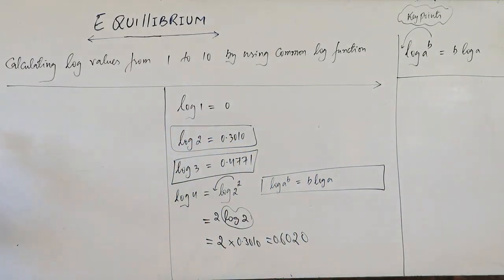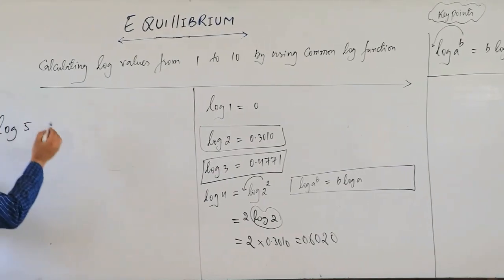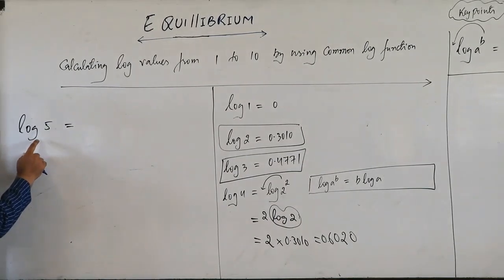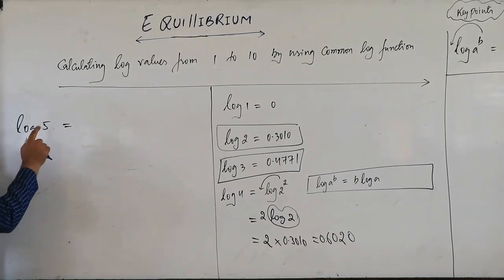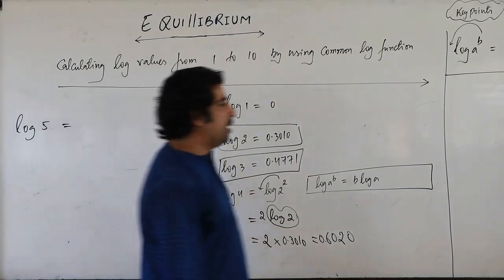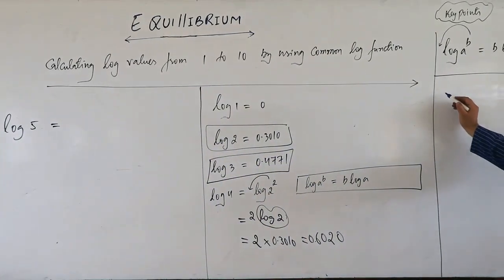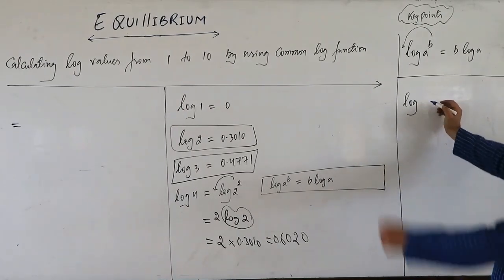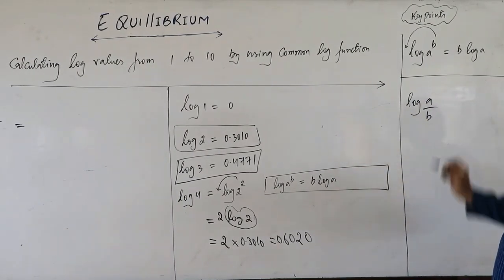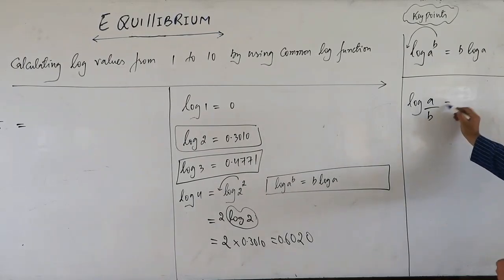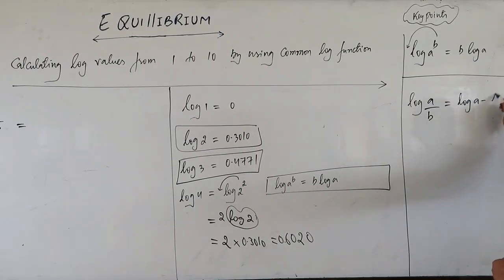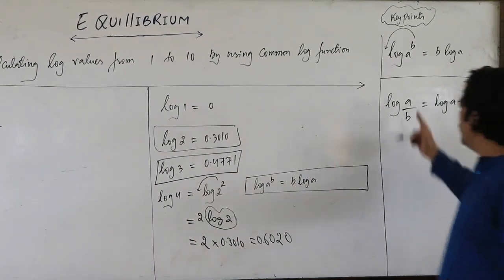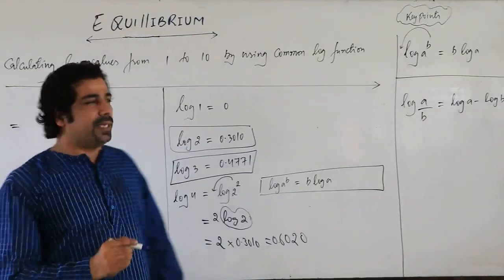Let's go for log 5. Log 5 is equal to, my dear friends, you should remember the base is 10 here. I am not mentioning the base. So log 5, you have to tell me what this is all about. Remember this second expression: log a upon b is equal to log a minus log b. So please remember this second expression.